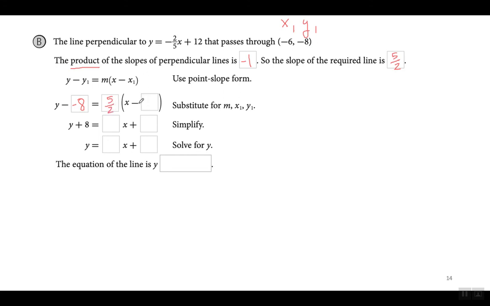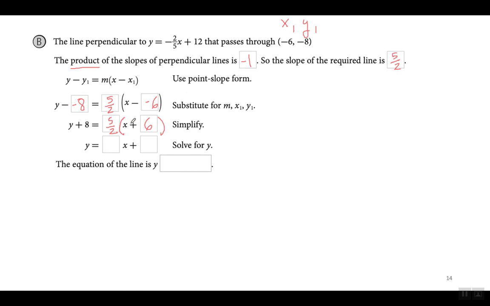Five over 2 is the slope, and x minus negative 6. Alright, so that's going to be y plus 8 equals 5 over 2 x. I don't like the way they wrote this at all, but they didn't put the parentheses here. Alright, let me just do this. Parentheses. And this will be plus 6.